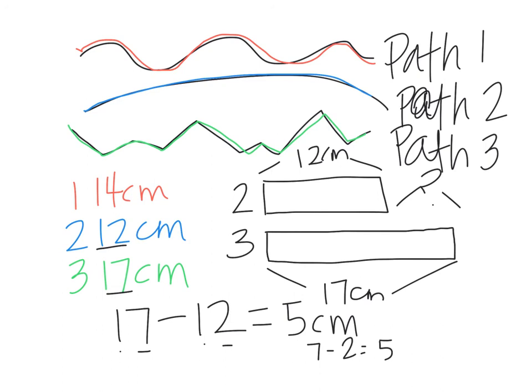So again, I want to reiterate for you that we are using string to help us measure when things are curved or not so straight, because using a straight ruler would not allow that. So you could use a meter tape, or you could just use a string to line it up with the ruler. And then we're using the tape diagrams to compare.